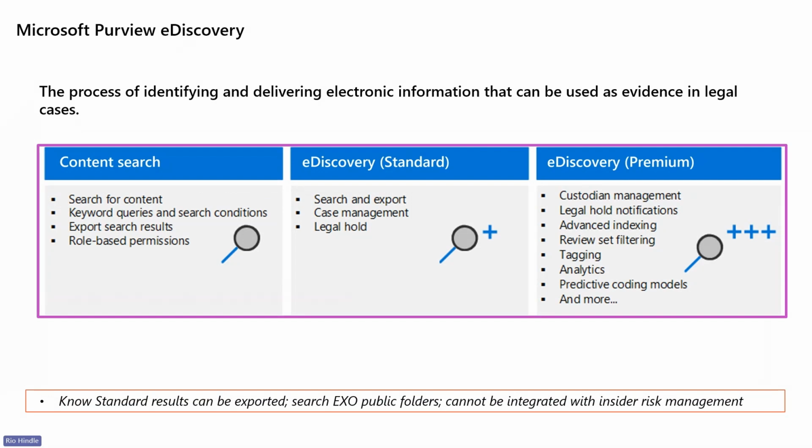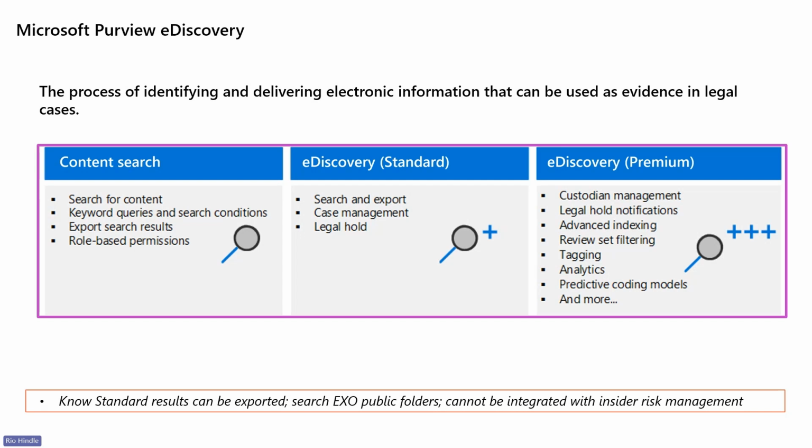Cool. So e-discovery, once again, just like Defender XDR, just like Microsoft Entra, is an umbrella term for many different solutions. E-discovery comes in three parts: content search, e-discovery standard, and e-discovery premium. And e-discovery is the process of identifying and delivering electronic information that can be used as evidence in predominantly legal cases. If it's not a legal case, you'll probably use a content search.